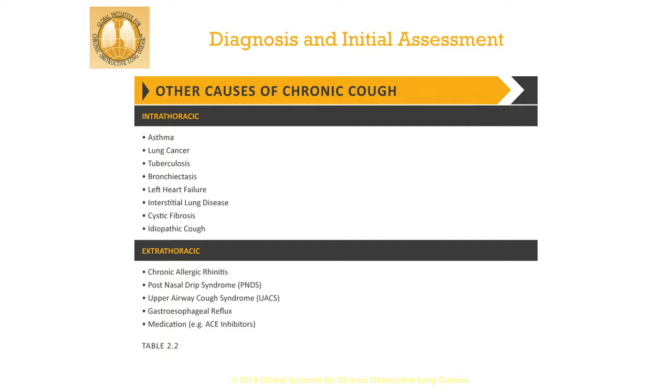Other causes of chronic cough, as we mentioned for asthma, are going to be lung cancer, asthma, tuberculosis, bronchiectasis, heart failure, other interstitial lung diseases, cystic fibrosis. It's going to be less likely that you're diagnosing cystic fibrosis for the first time in adulthood, but that should still sit there. Could also consider what are called the extrathoracic factors, and that is chronic allergic rhinitis, postnasal drip, GERD, gastroesophageal reflux, and ACE inhibitors.